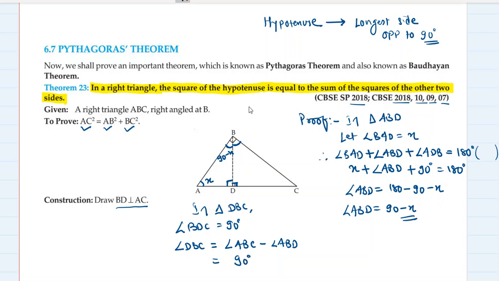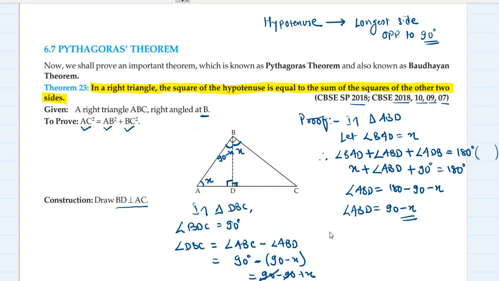Because it's given that ABC is right angled at B, and angle ABD, the small angle which we just found, is 90 minus x. So 90 minus 90 minus x will be 90 minus 90 plus x. 90 minus 90 gets cut and we get this angle as x.